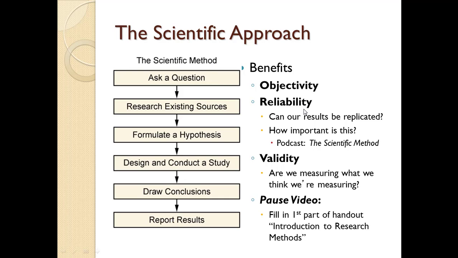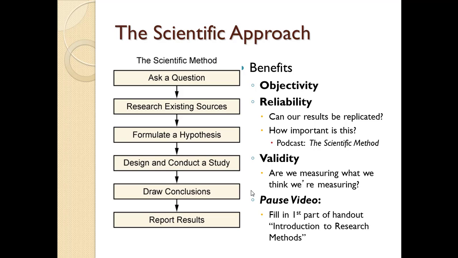Another benefit is this idea of reliability, right? And if you haven't already listened to the podcast, The Scientific Method, please do listen to that because it focuses specifically on this issue of reliability. Reliability is really talking about, can your results be replicated, right? The idea is you do these steps, you come up with a conclusion, somebody else should be able to come behind you, do the same steps, and come up with the same conclusion. If they do, your results are considered reliable. If they don't, if they come up with a different conclusion, your results are not reliable.